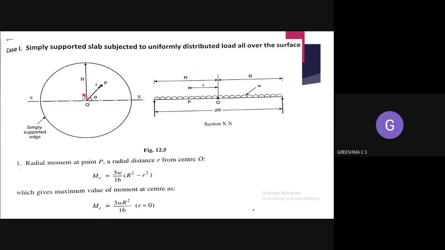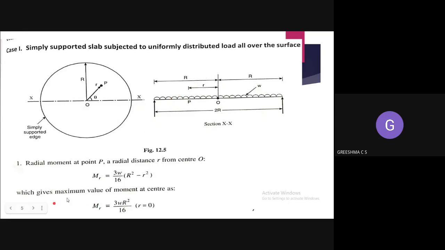Definitely at the center. The maximum moment will come at the center. At the side do we have moment? No, because it is simply supported. Since it is simply supported, at the end portion you do not have moment. This is how it will bend, right? Since the bending is like this, you can expect the maximum moment at the center.